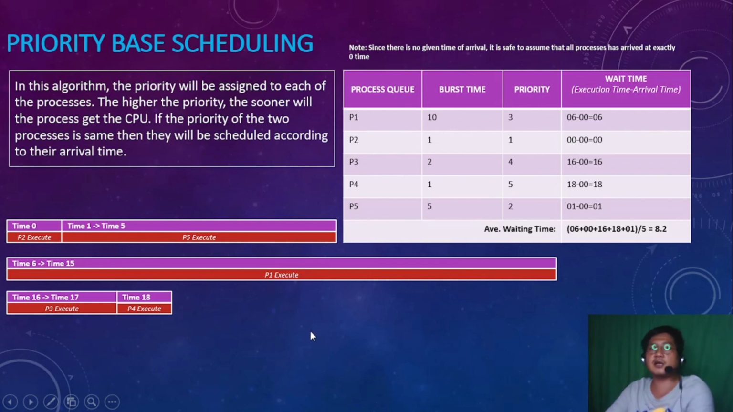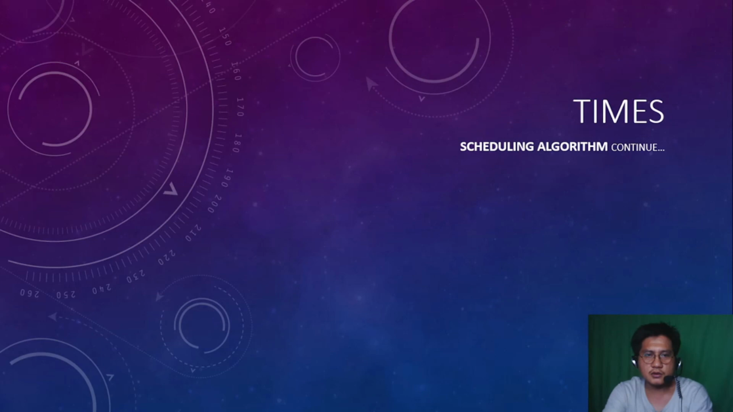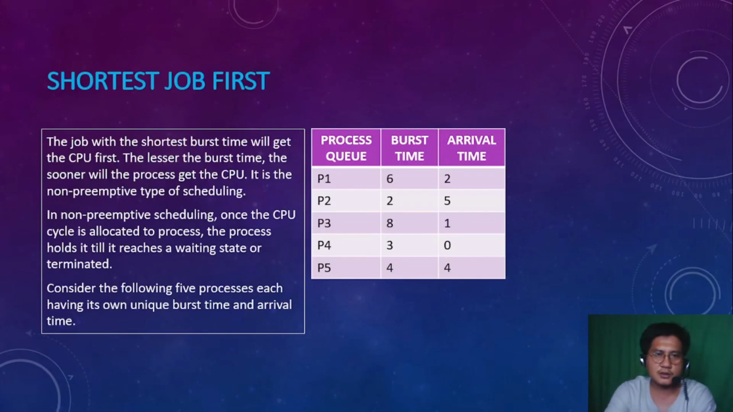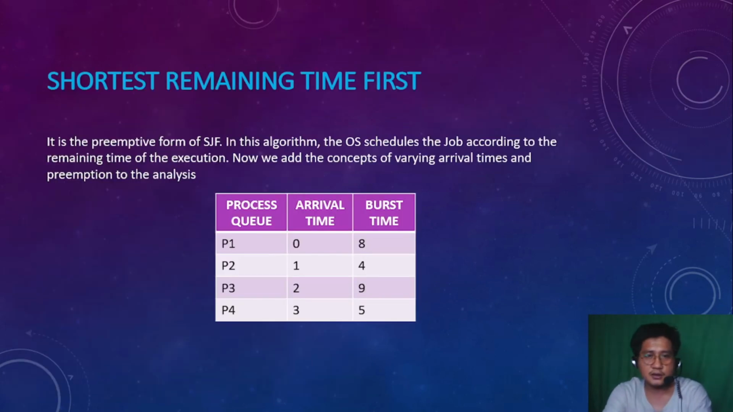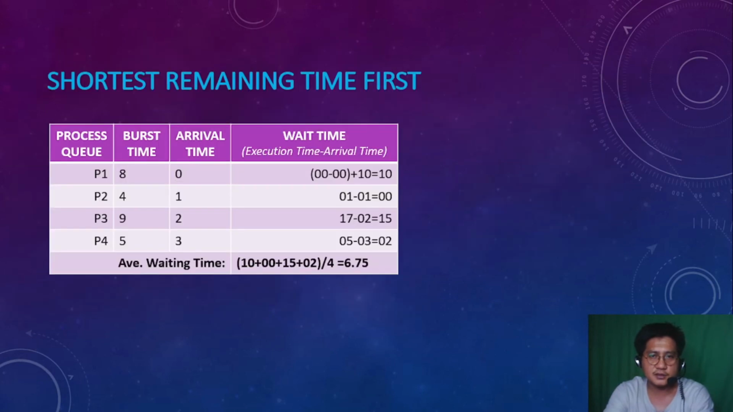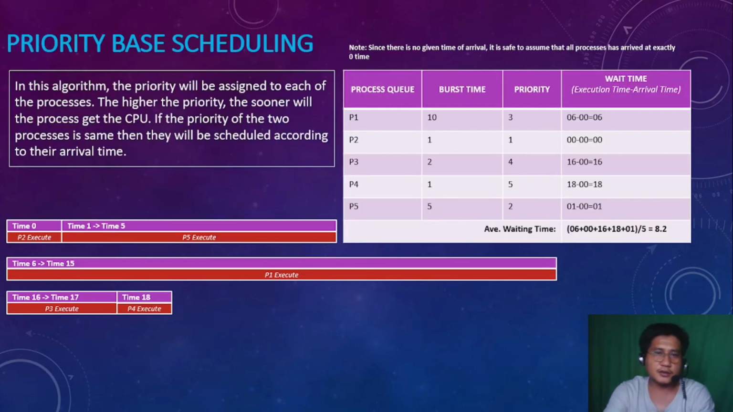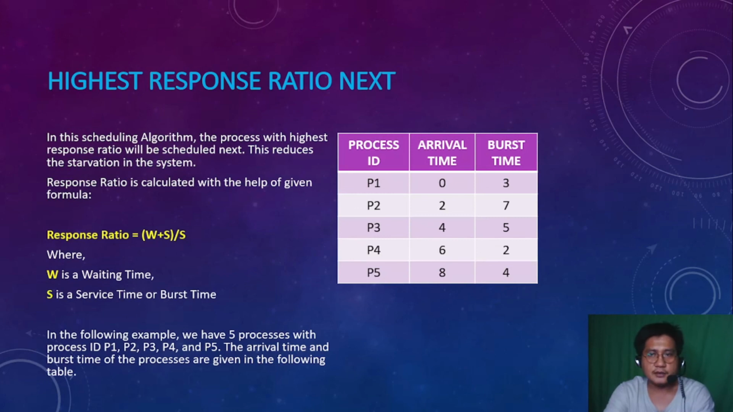So that is how the priority-based scheduling works. In this video, we talked about the shortest job first, the preemptive shortest job first scheduling, the shortest remaining time first, and then the priority-based scheduling. And in the next video, we will talk about the highest response ratio next scheduling algorithm.